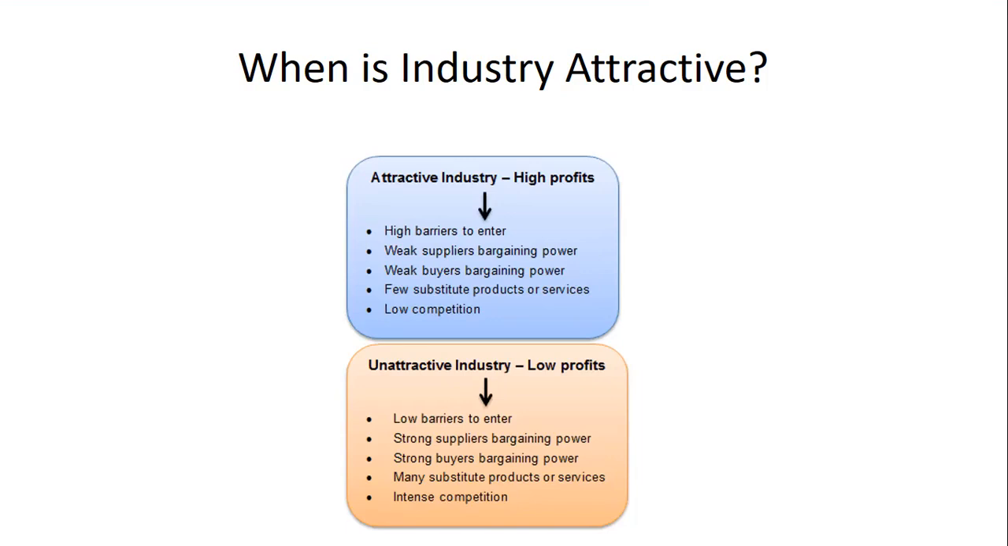Then when we talk about an unattractive industry, there are low barriers to enter, strong suppliers having bargaining power, strong buyers having bargaining power, then we have many substitute products or services and intense competition. So you can see this is parallelly, it is exactly going the same. So this really plays an important role.